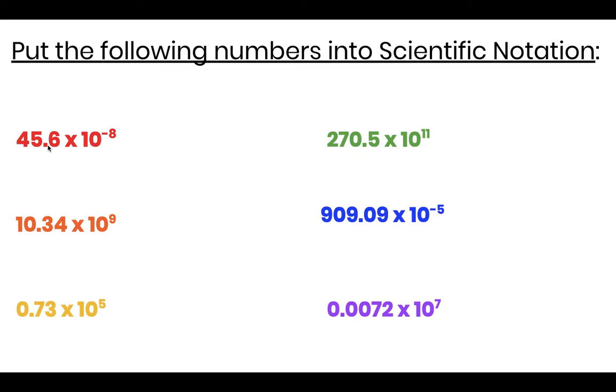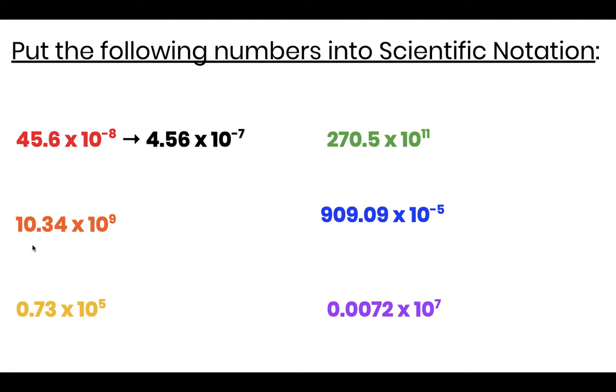So we have 45.6. We need to fix our coefficient. We need to move our decimal 1 place to the left. Since we move left, we're thinking LARS, L.A. So left and add. So we're going to add 1 to our answer. So we move it over, so it's going to be 4.56 times 10 to the negative 8 plus 1, because we moved it 1 place value to the left. So negative 8 plus 1 is negative 7.